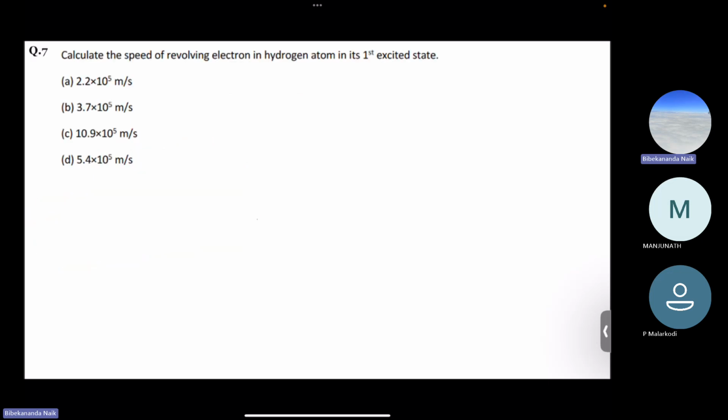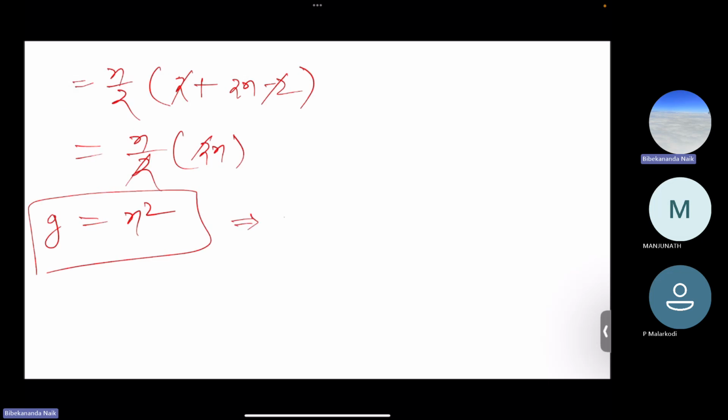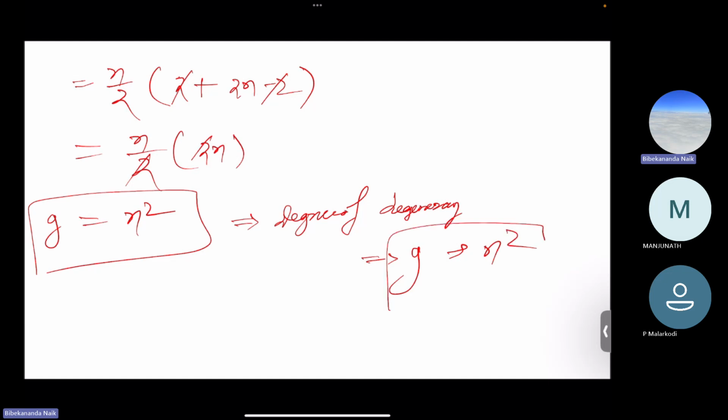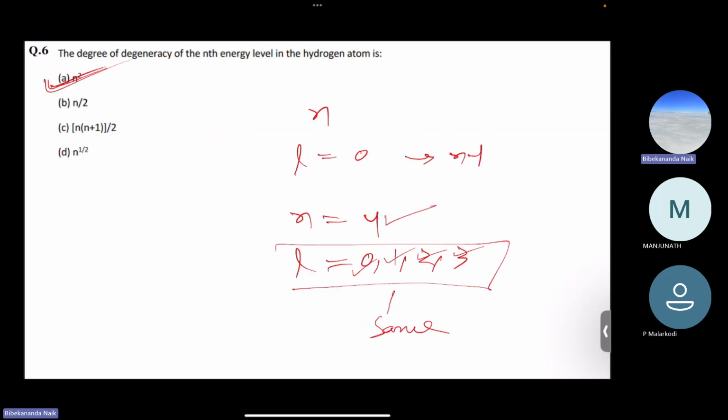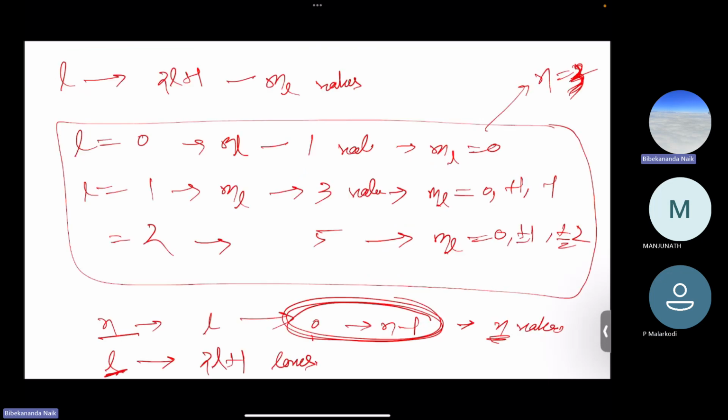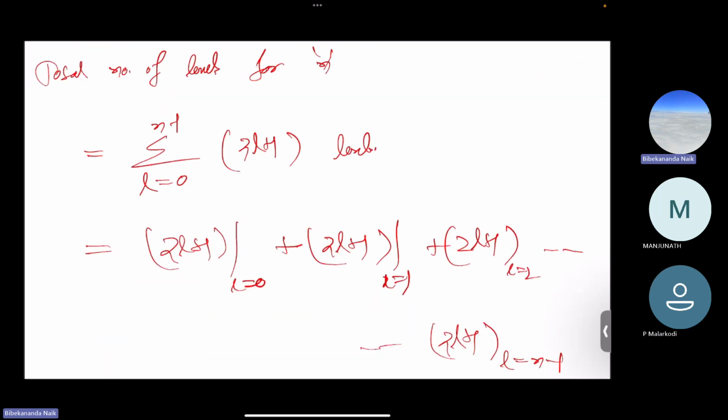Suppose the degree of degeneracy is g, and it is n square. So is this clear to you? Yes, sir. Okay, so I hope this is clear to you.